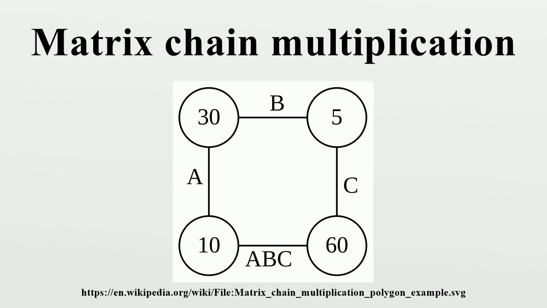Take the sequence of matrices and separate it into 2 subsequences. Find the minimum cost of multiplying out each subsequence. Add these costs together, and add in the cost of multiplying the 2 result matrices. Do this for each possible position at which the sequence of matrices can be split, and take the minimum over all of them.